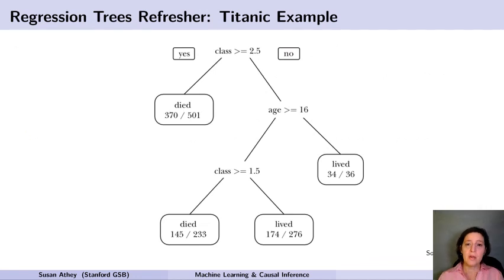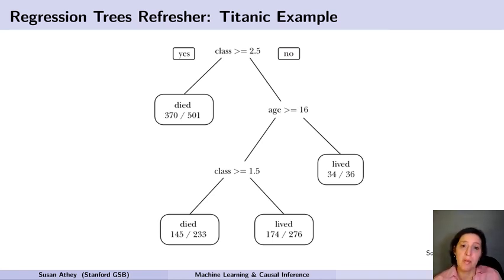So the first method I'll consider for analyzing heterogeneous treatment effects is going to build on a method called regression trees, or regression and classification trees, or CART. Before I dive into applying regression or classification trees to causal effects, let me just do a quick reminder about how simple prediction trees or classification trees work. And then we'll generalize those and apply them to the problem of estimating causal effects.